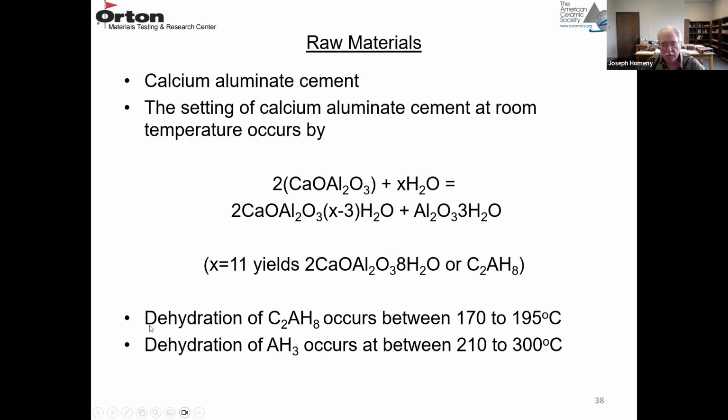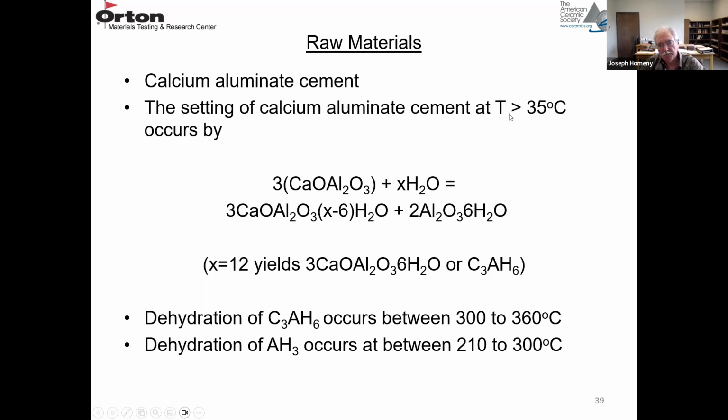So when you heat this up during the use application, the C2AH8 dehydrates around 170 to 195 degrees C. The AH3 dehydrates around 210 to 300 degrees C. So higher than 300 degrees C, this material becomes more porous and quite weak.